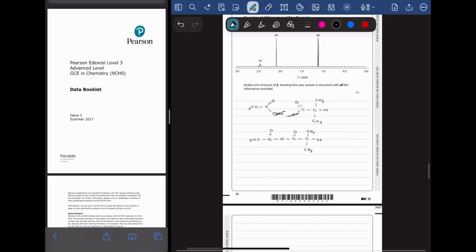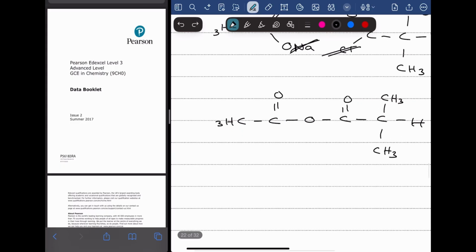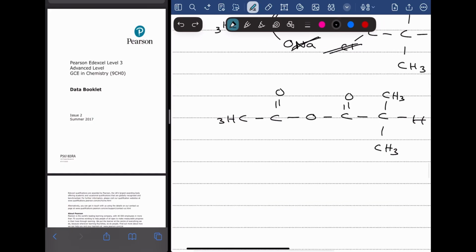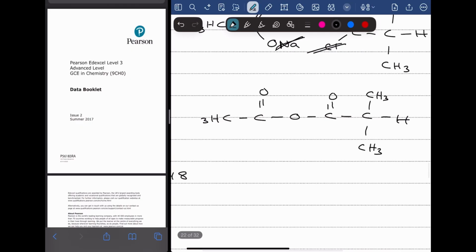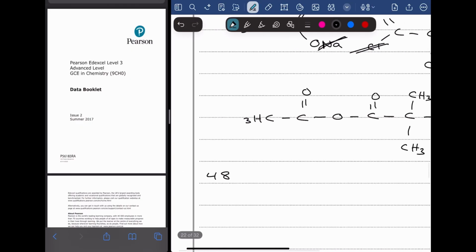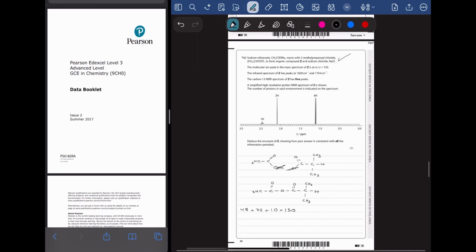So all we need to do is add each of the masses up and then see if we get 130. I don't have my calculator on me, but I'll try to do it in my head. We've got 3 oxygens, so that would be 48. We've got 1, 2, 3, 4, 5, 6 carbons, so 6 times 12 would be 72. And then we've got 10 hydrogens, and that does add up to 130. Perfect. So we know we're on the right lines.